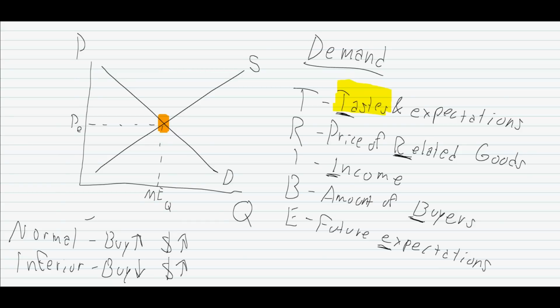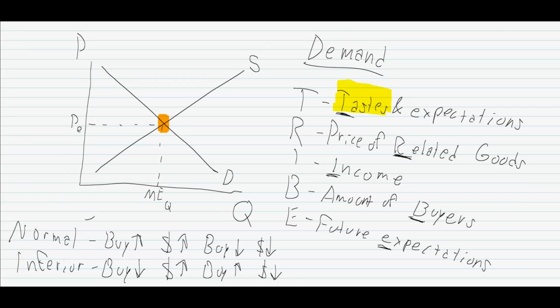And obviously, it's also the opposite too. So for normal, you'll buy less when your income decreases, and for inferior, you're going to buy more when your income decreases. So for normal, both will either go up or both will go down, and for inferior, one will go down and one will go up, always. They'll be opposites. All right, so that's income.